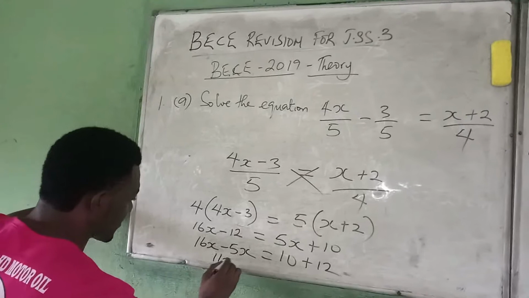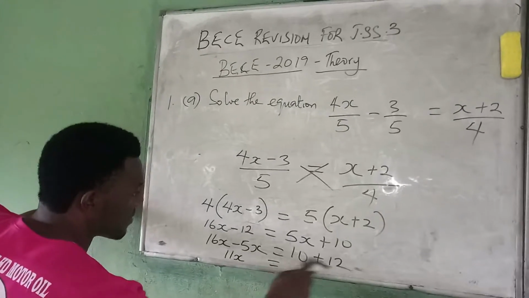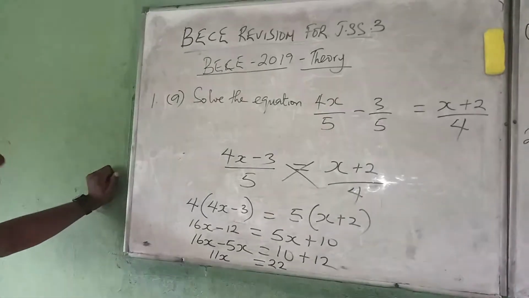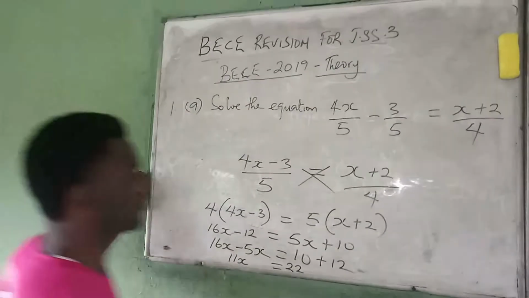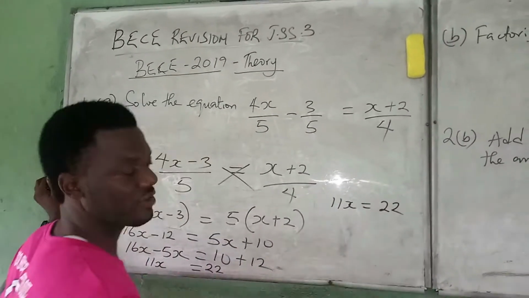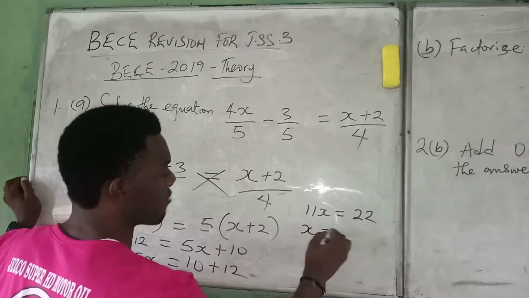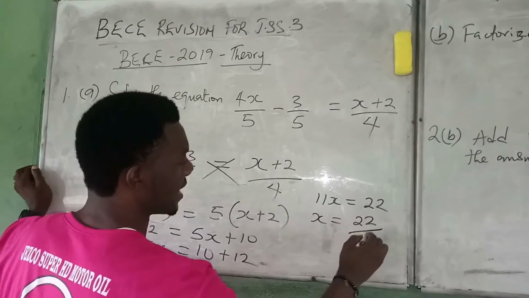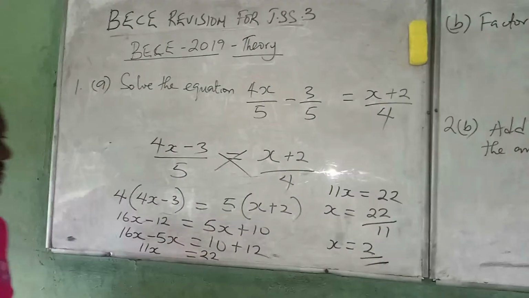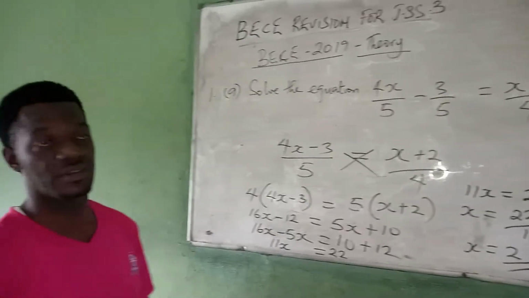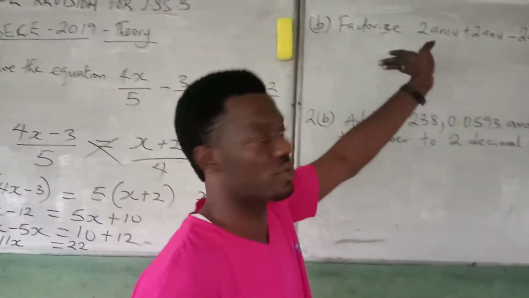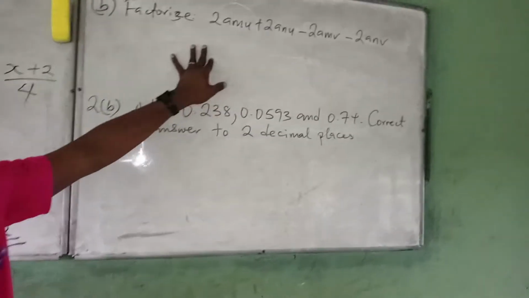Now we have 16x minus 5x. We have 11x is equal to 10 plus this, we have 22. 11x is equal to 22. Divide both sides by 11. So x now will be equal to 22 over 11. Our x now will be equal to 2. So the value of x is equal to 2. So you have solved the equation. x is equal to 2. So we'll move over to the 1B part of it.